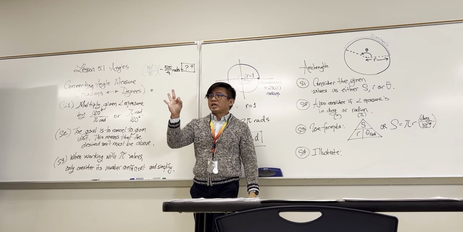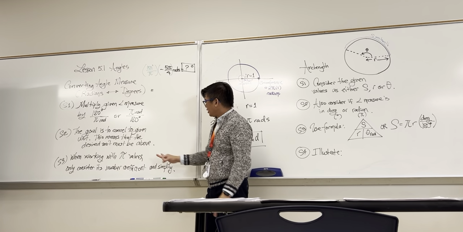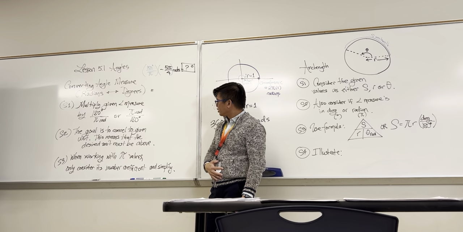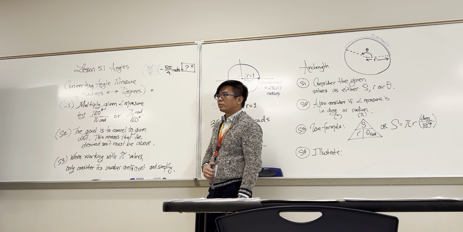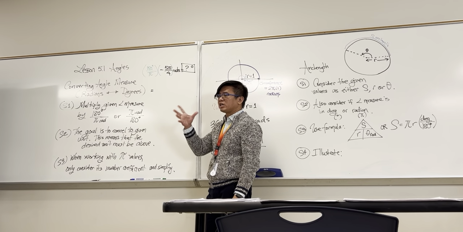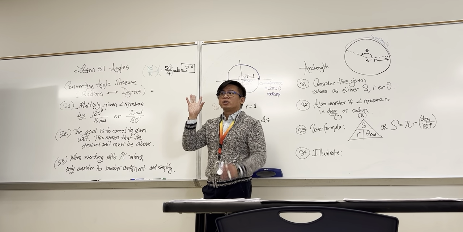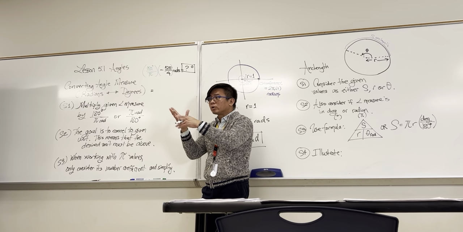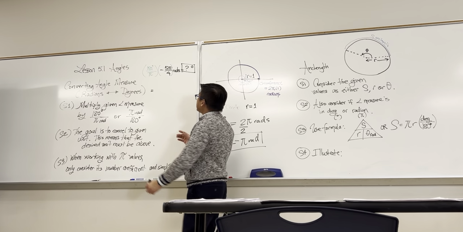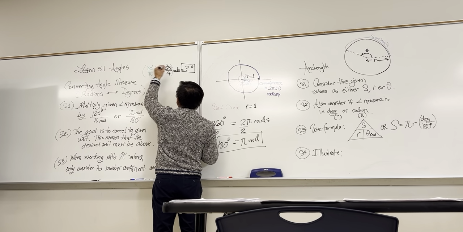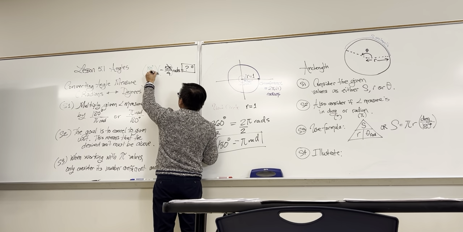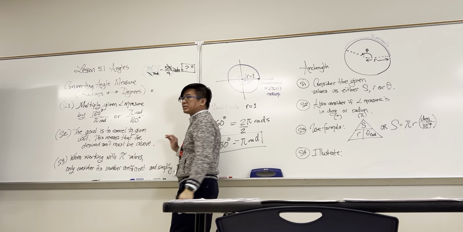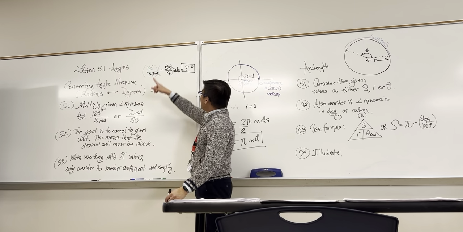Step number 3. Let's read that step number 3, all right? Kylie, go ahead, please. When working with pi values, only consider its number coefficient and simplify. Thank you, right? If you're working with pi values, meaning if pi remains, then you just concentrate on the numbers without the pi and simplify that fraction. If not, let's see. You see, what's happening to the pi in here? It will cancel out, right? Again, this one is radians, right? So this radians and that radians will cancel out. Good.